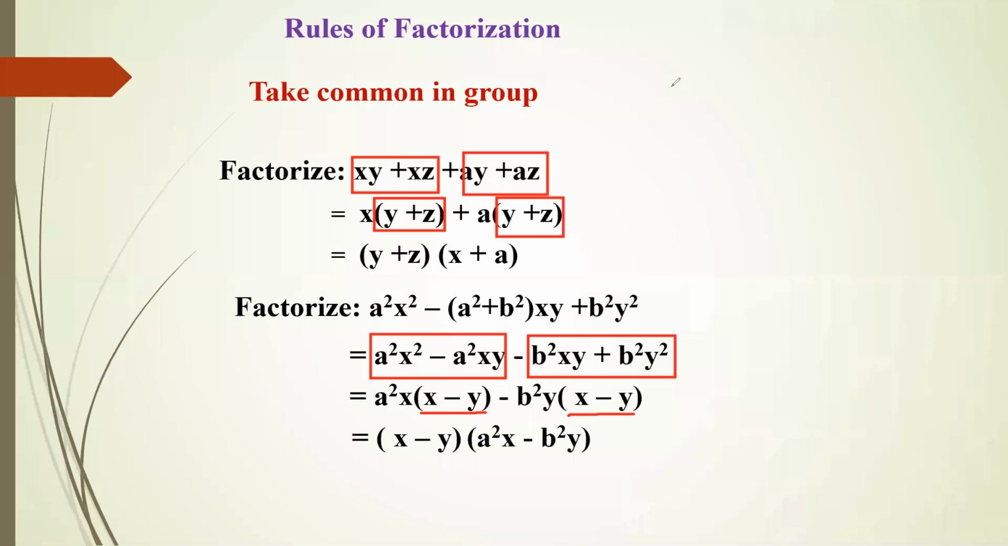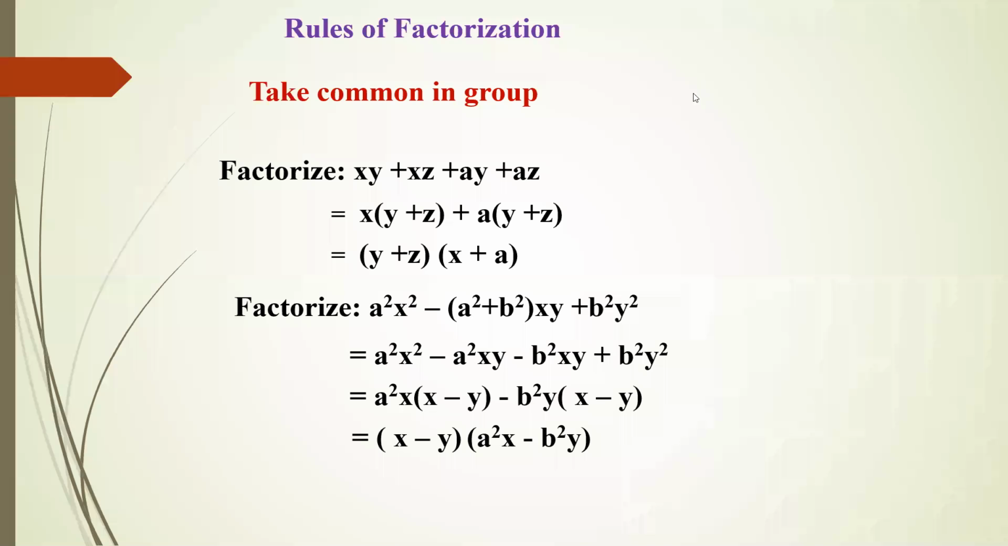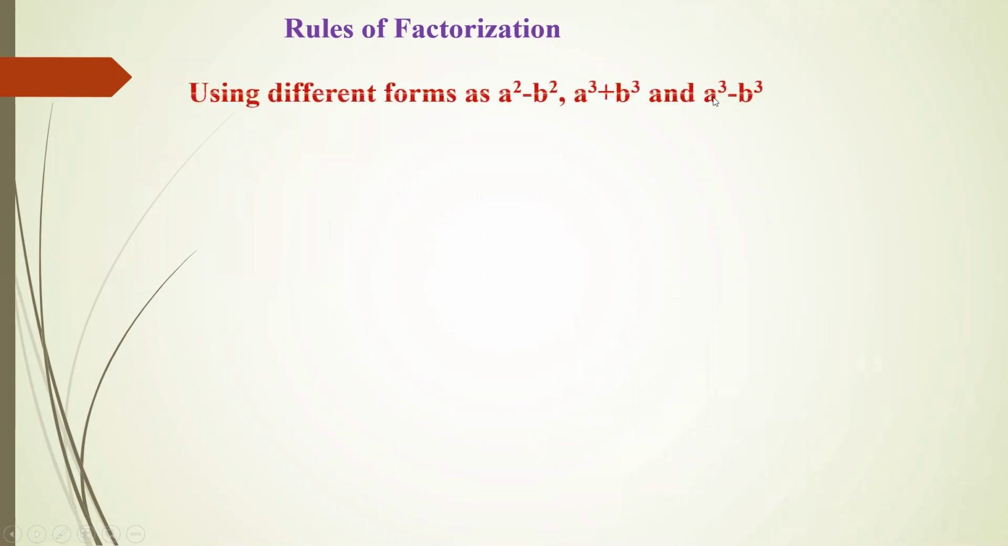Okay, now here, what can we do next? Let's see the next example. Okay, now, the next rule, we are talking about the next rule. So this is a very, very important rule. Look at this one. Using different forms: a square minus b square, a cube plus b cube, and a cube minus b cube. Okay.